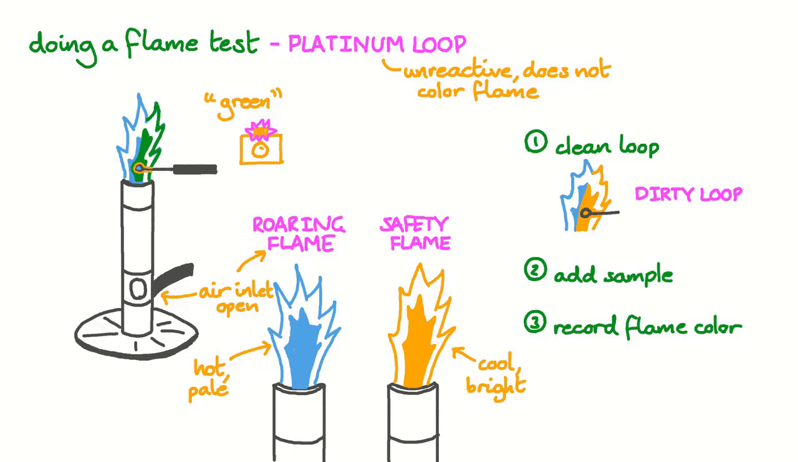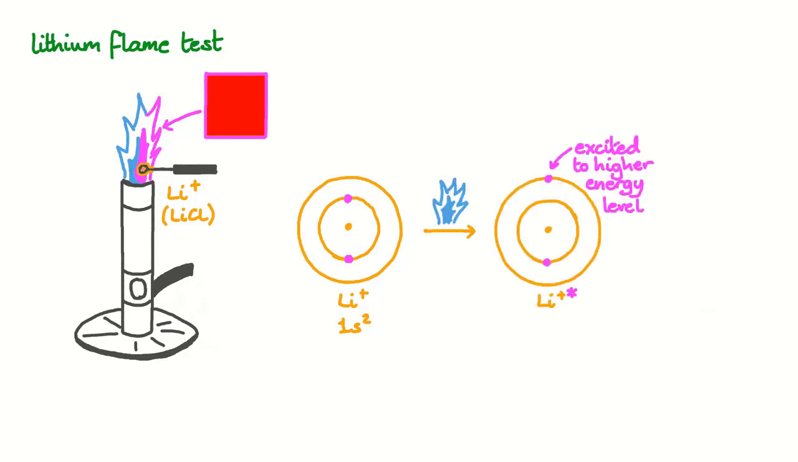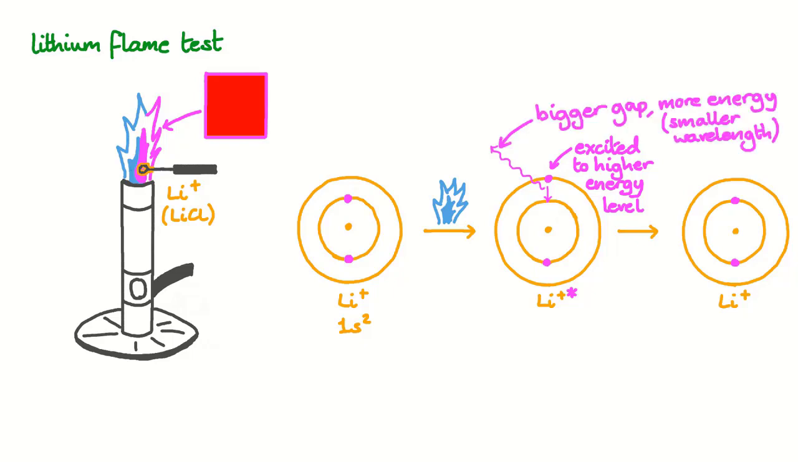Now let's look at what a flame test might look like for a common substance like lithium. When a substance containing lithium ions is put into a flame, the lithium ions emit visible light, turning the flame red. A lithium ion, Li+, has the electron configuration of 2, or 1s2. When heated in a flame, the electrons are excited, jumping to higher energy levels. When electrons fall back down, they can emit photons of light.